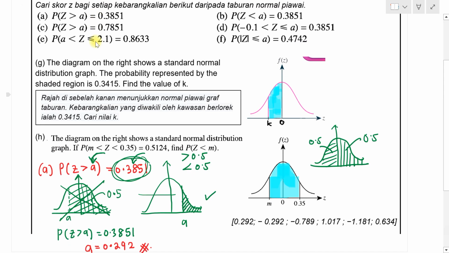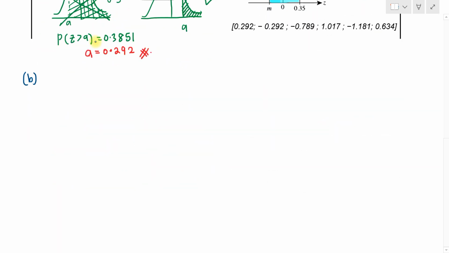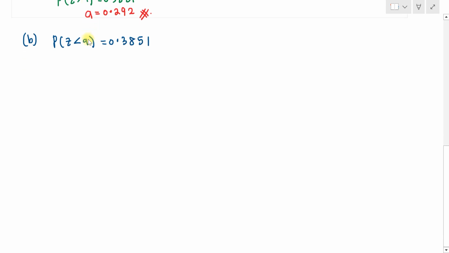Next, look at question B. Probability Z less than A is 0.3851. Again, our concern is where to place your A, the positive side or the negative side. Look at the inequality first. The inequality is telling you less than A, which means you need to shade the left hand side.